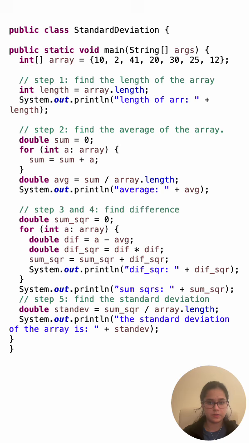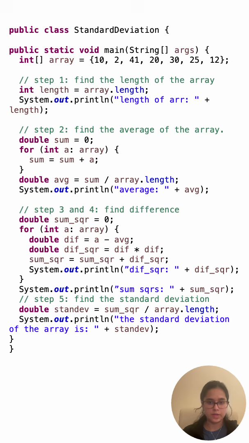So this is basically what our code looks like. First we find the length of the array, and this is our array here, and you just count the numbers in the array. And then you would find the average, so you would add all those numbers together, and then you would divide them by the amount of numbers in the array.